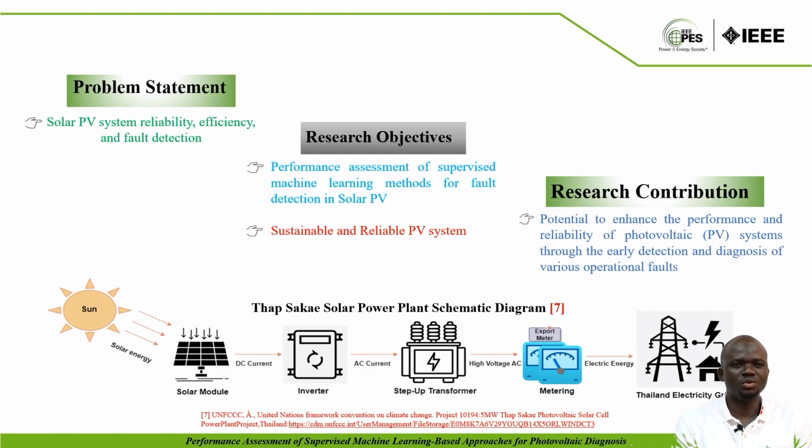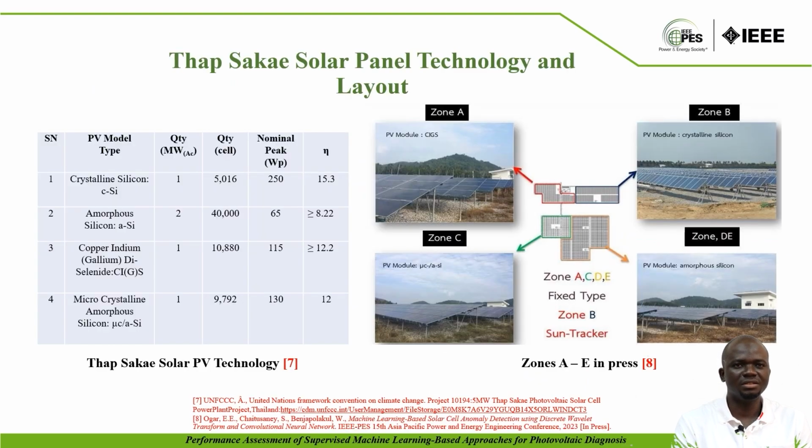The figure below shows the Tapsake solar PV plant schematic diagram, which tells us how the photovoltaic effect is being performed by converting the radiant energy from the sun through the use of solar modules. An inverter is used to convert this DC into AC power, and a step-up transformer is used to step up this power to the required voltage, where the metering is done and then it is connected to the Thailand electricity grid.